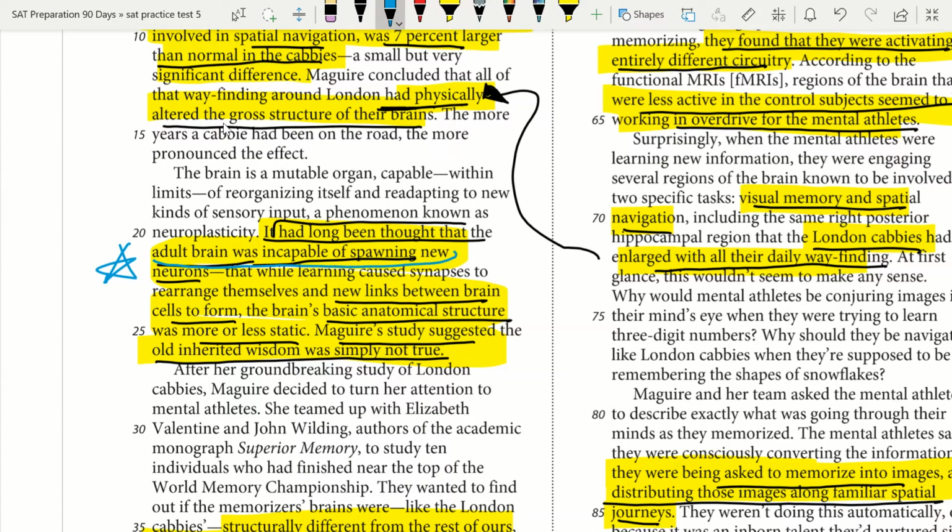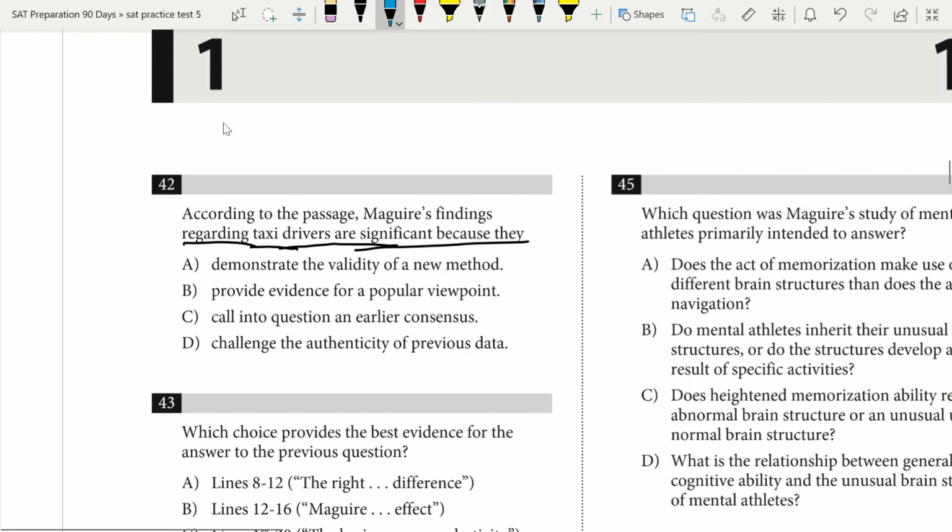We have the adult brain being incapable of spawning new neurons, that while learning caused synapses to rearrange themselves and new links between brain cells to form, the brain's basic anatomical structure was more or less static. So previously it had been thought that the brain was not capable of spawning new neurons or changing. However, the reason this study is important is it suggests that that is not true. It suggests that the brain is capable of changing form. So that's the reason why this is significant. Let's go ahead and find an answer that says that.